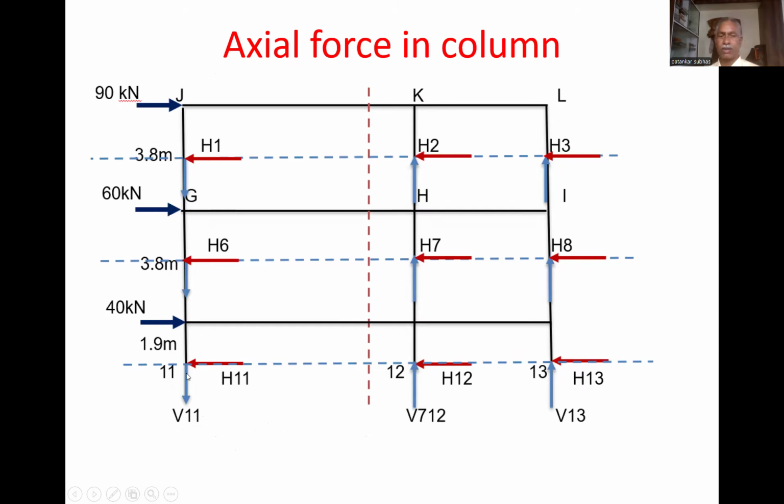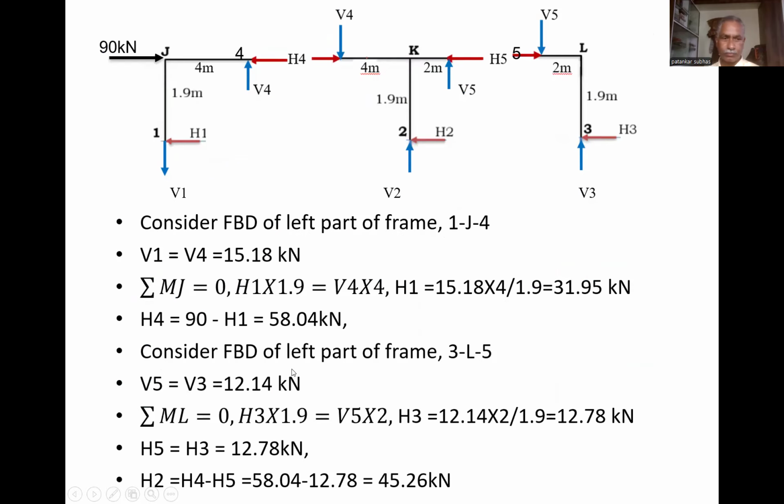Again we take the moment about node number 11 and repeat the same procedure. So 19 multiplied by this total distance, that is 9.5, 60 multiplied by 5.7 and 40 multiplied by 1.9 in the same direction, then minus V12 multiplied by 8 and minus V13 multiplied by 12 is equal to 0. Again we eliminate V12 and V13 in terms of V11 and we get the value of V11.